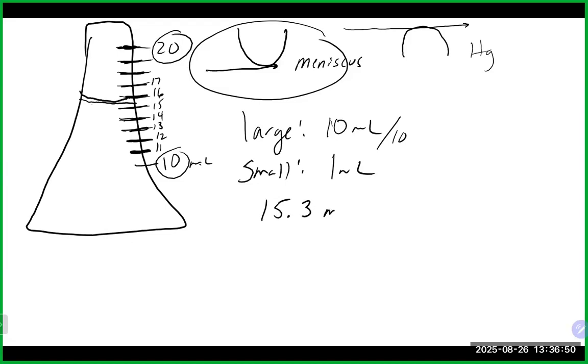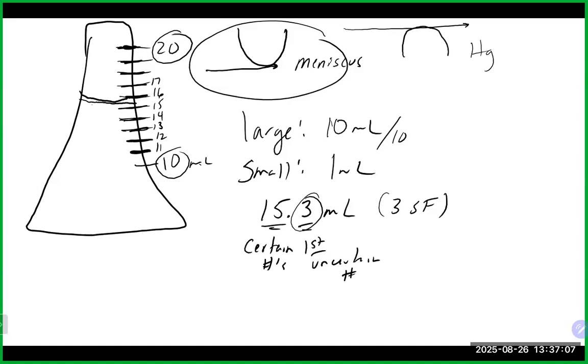We record something like a 3 in milliliters. This being my certain numbers. This being my first uncertain number. And once again, the estimated digit there is the 3. This also would have 3 significant figures in this case. In general, you could usually go one more place to the right of the smallest marking.